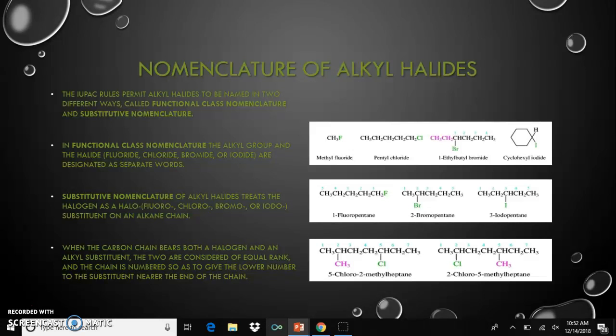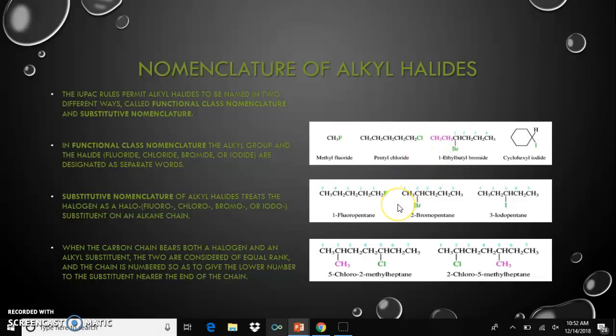In functional class nomenclature, the alkyl group and the halide, which could be fluoride, chloride, bromide, or iodide, are designated as separate words. The alkyl group is named on the basis of its longest continuous chain, beginning at the carbon to which the halogen is attached.